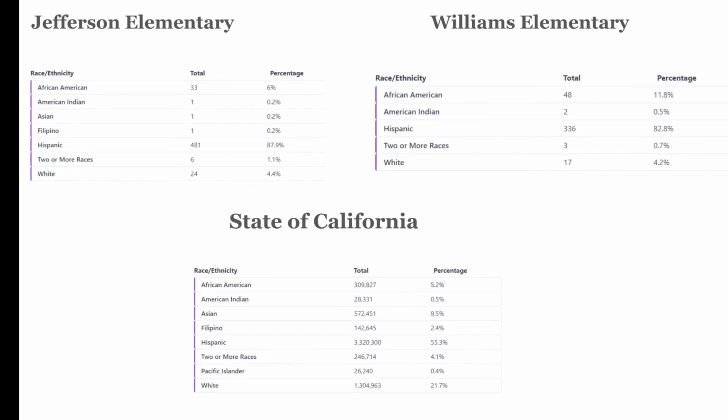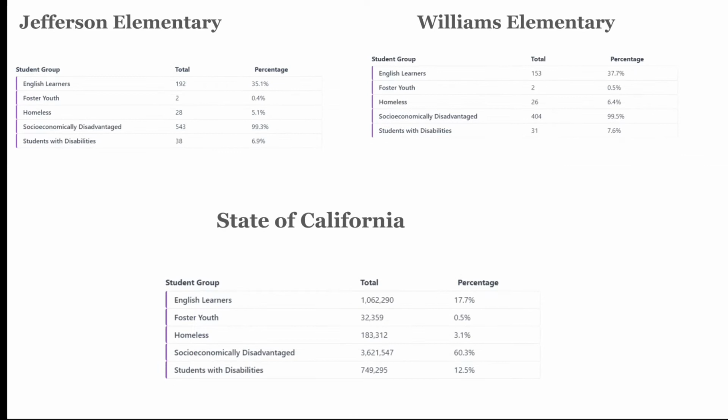As we can see here, Jefferson Elementary has a total of 33 students that are African American, 1 student which is American Indian, 1 Asian, 1 Filipino, 481 Hispanics, 6 that are 2 or more races, and 24 that are white. While Williams Elementary has 48 total African Americans, 2 American Indians, 336 Hispanics, 3 that are 2 or more races, and 17 white.